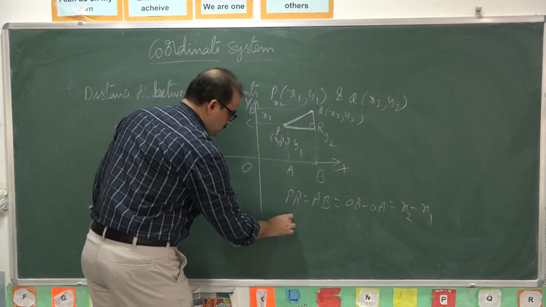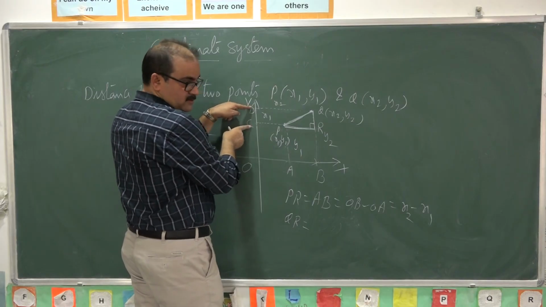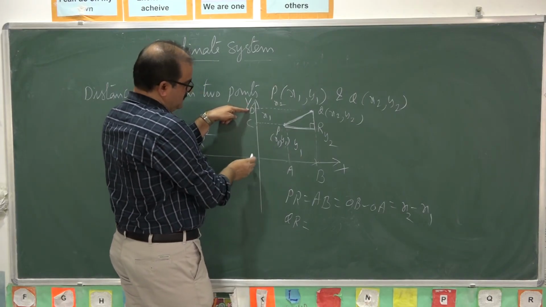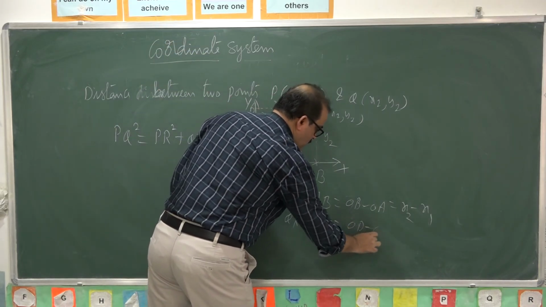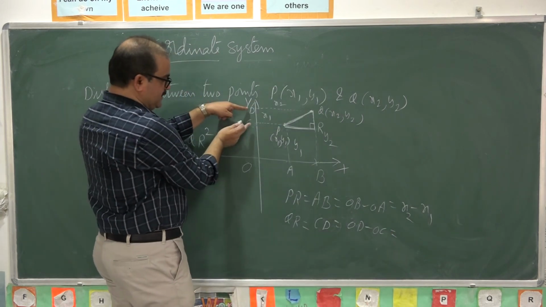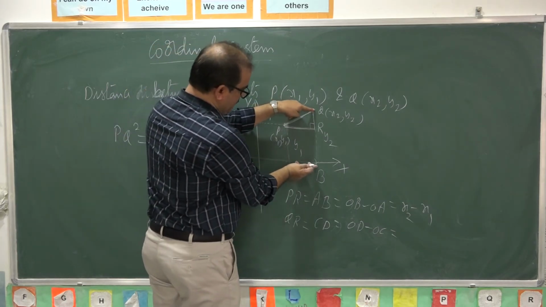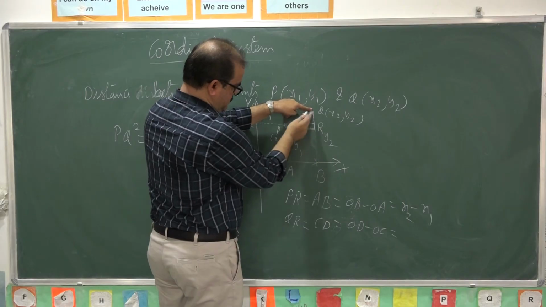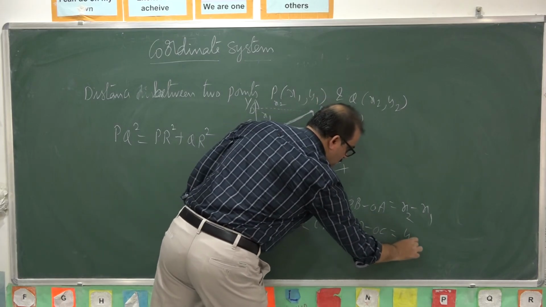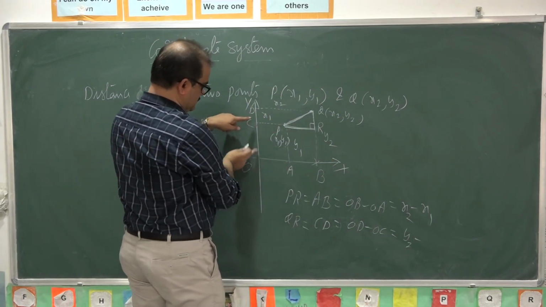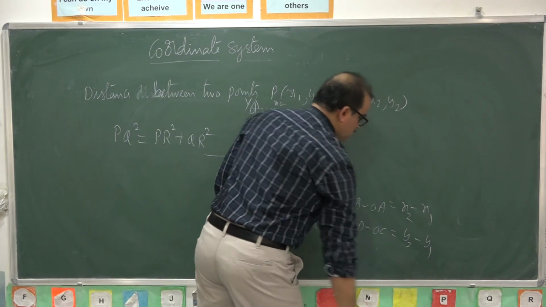Next, QR. This QR is equal to CD. But what is CD here? OD minus OC. CD is OD minus OC. What is OD? This OD is same as BQ. But what is the length BQ? That is Y2 minus OC. OC is same as AP. What is AP? That is Y1. This is Y1.